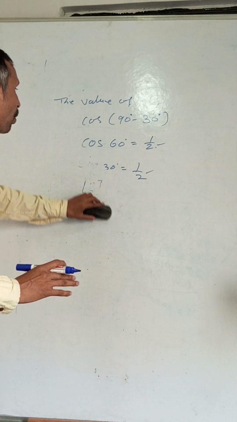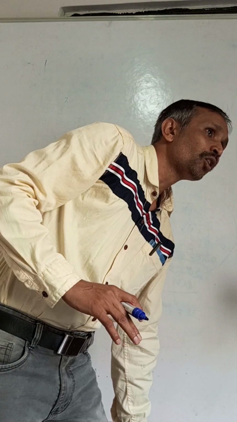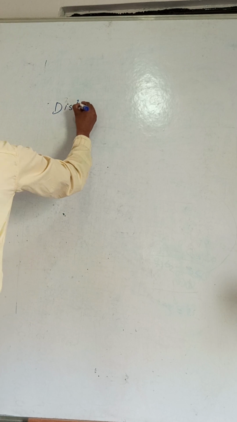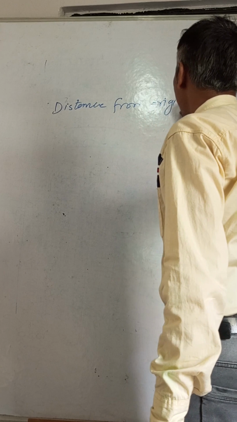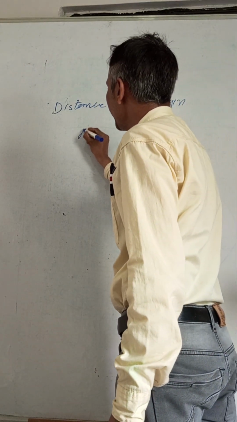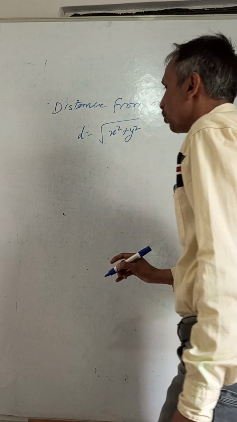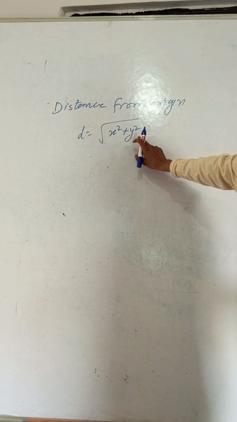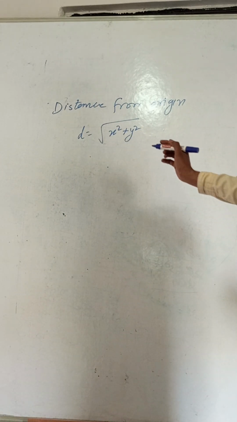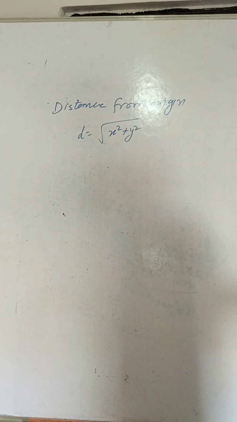What is the distance between the origin and a point? This is from coordinate geometry in the NCERT textbook. The distance from the origin is always given by d is equal to root of x square plus y square. Whatever the x coordinate and y coordinate are, you square them, add them, and take the root. After the addition you write the root, then it becomes the distance from the origin.